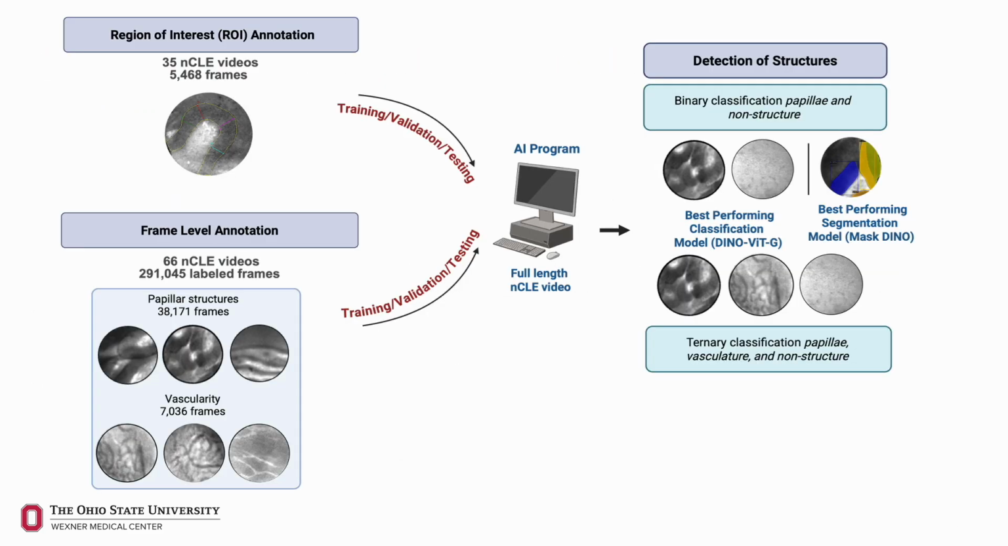This figure shows the AI training process using expert annotated frames. We trained the classification and segmentation models. So as we can see, the system does more than just detect papillae. It's also able to classify vascular, avascular, and non-informative frames, allowing it to highlight relevant findings while filtering out non-informative segments.